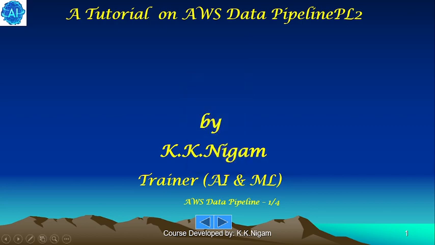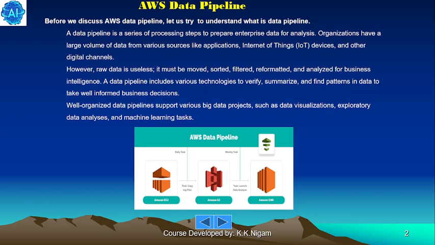Okay, so let's start with a new tutorial and on a new topic, that is AWS Data Pipeline. Before we discuss AWS Data Pipeline, let us try to understand what is a data pipeline. A data pipeline is a series of processing steps to prepare enterprise data for analysis.